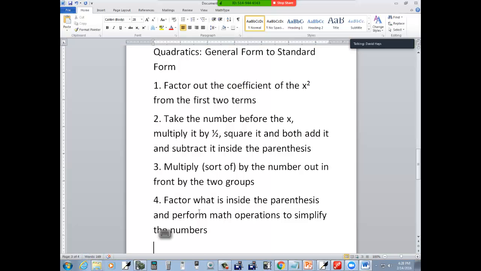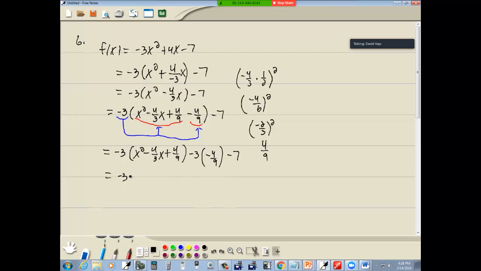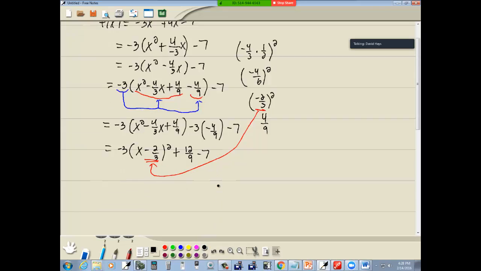Now step 4, factor what is inside the parentheses. This is very easy to factor. It's x minus 2/3 squared. And this is plus 12 over 9 minus 7. Now why I say it's simple to factor is whatever number's right here, right before you square it, is always what goes right here, sign included. So there really is no factoring. Oh, wow. Okay. So if you remember that trick, it makes the factoring on all those real easy.